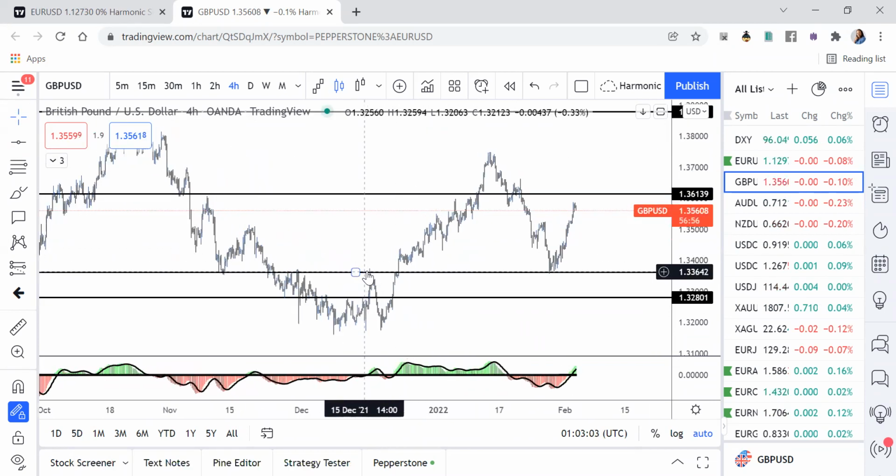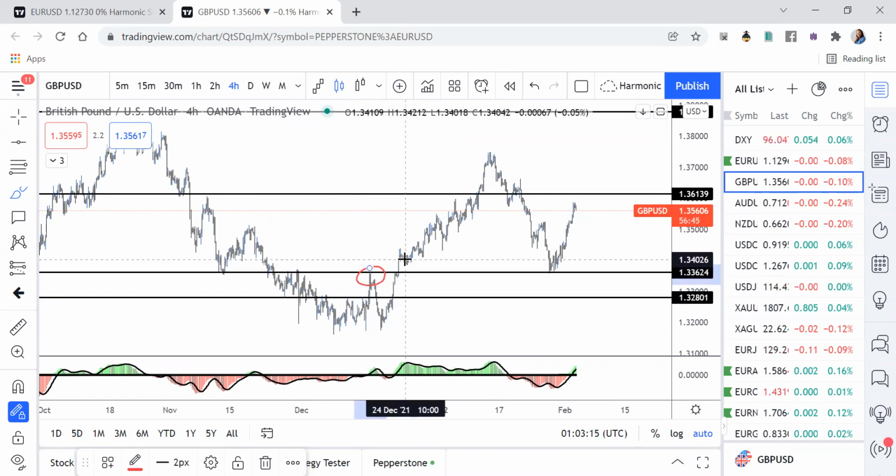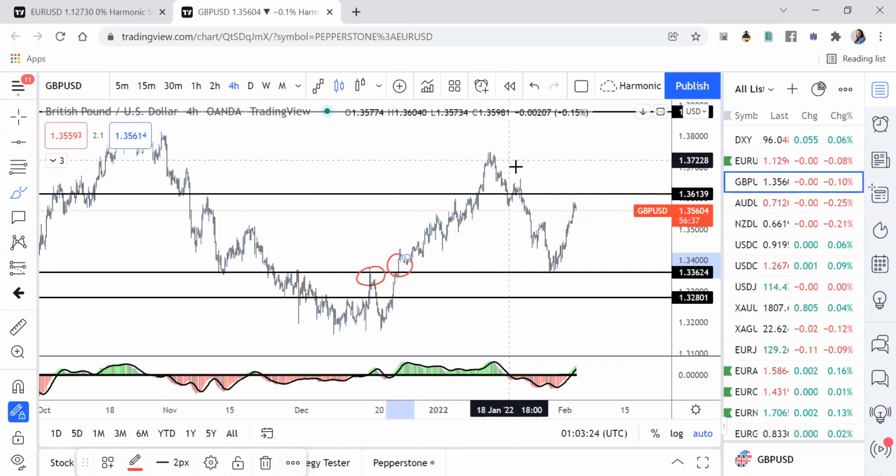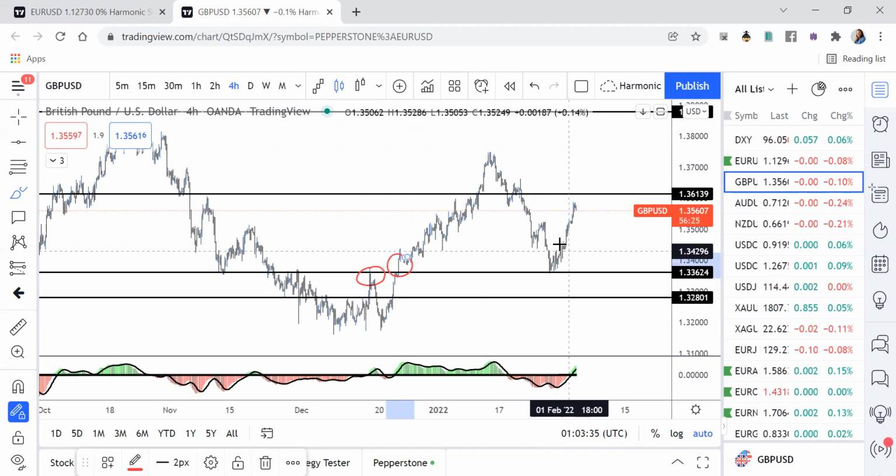But we have a 4-hour high here. Price rejected this area, came back, and it gave us a break of structure here. So if we have a break of structure here, then this is the retest here for the break of structure that we had. Everybody agrees? Yes. Fantastic. So we had the retest here.